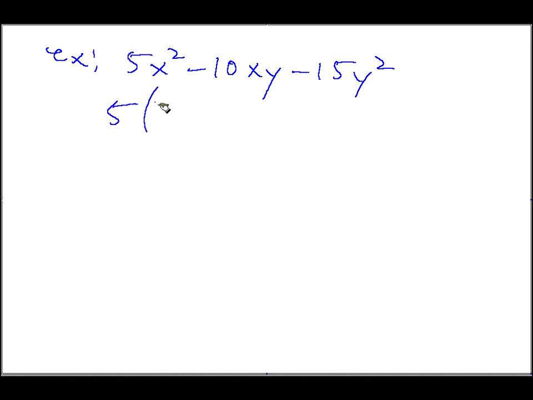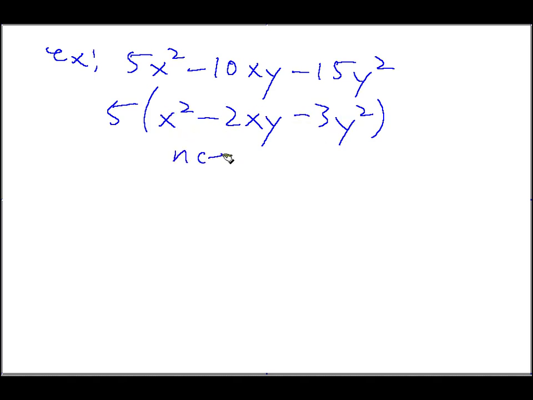Make sure we see that. The GCF is 5 on these 3 terms. So what's left? x squared, because 5 times x squared is 5x squared. What else? Minus 2xy, because 5 times that is 10xy. And what else? Minus 3y squared, because 5 times 3y squared is 15y squared. Can we see that? So now this is of that type.